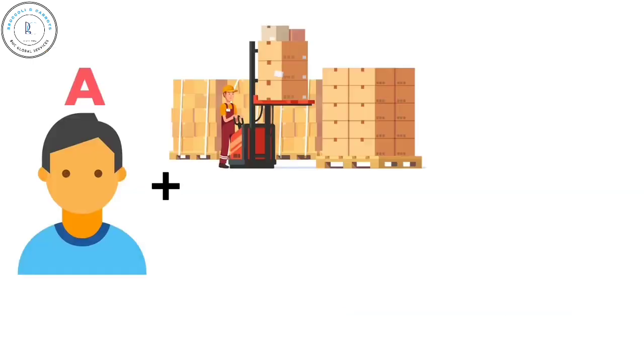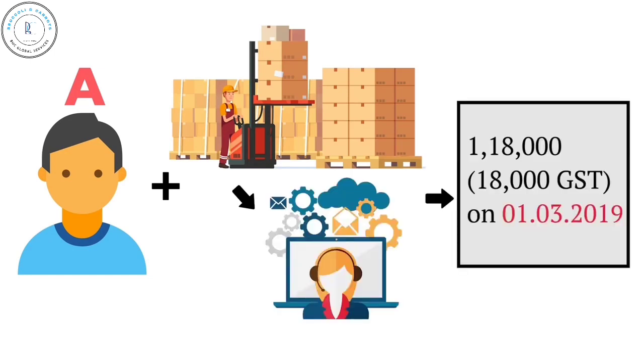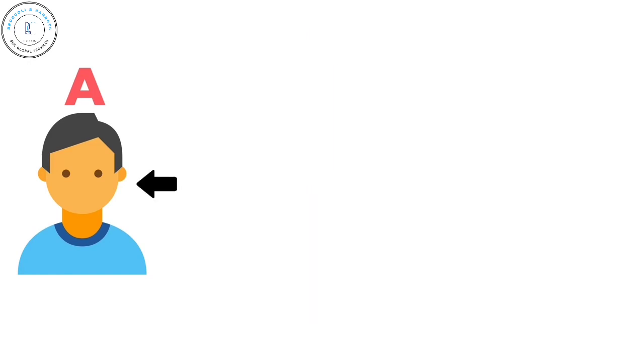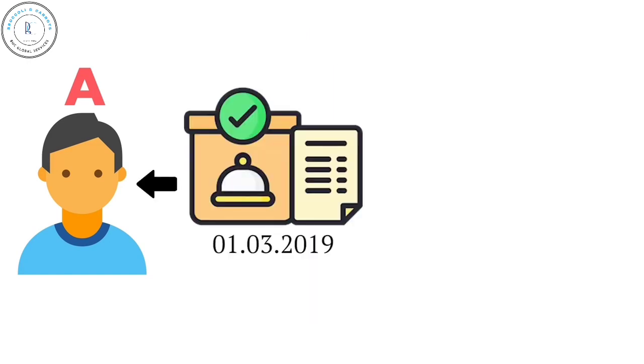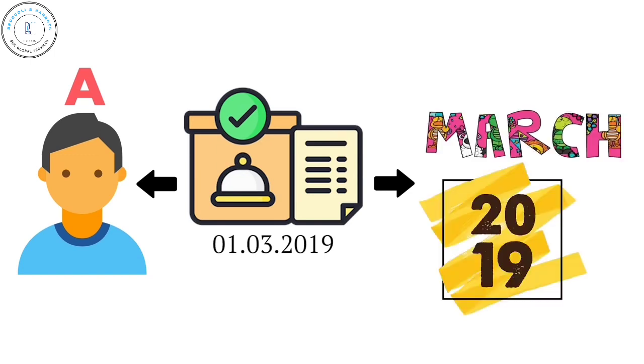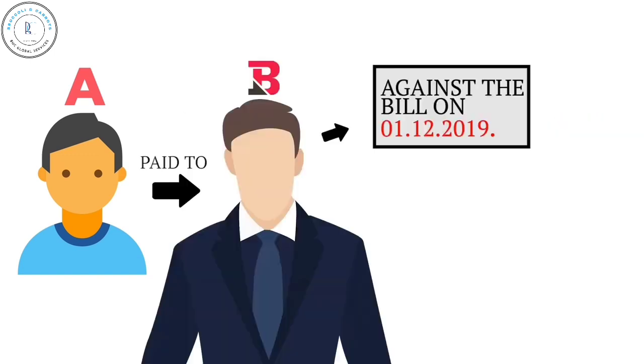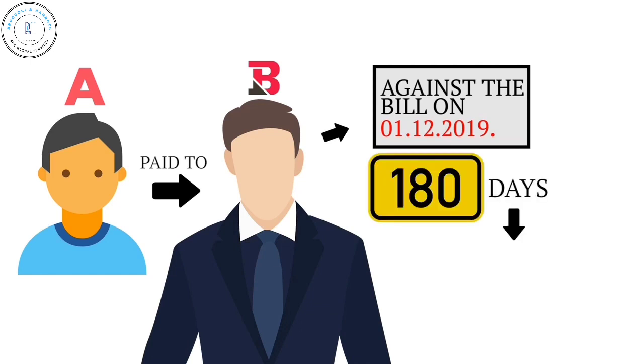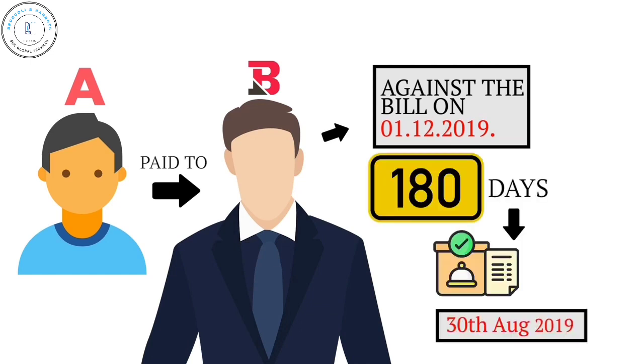Example: A purchased goods or availed services worth 118,000 GST on 1st of March 2019. A received the invoice on 1st of March 2019 and availed the credit in the month of March 2019. A paid B against the bill on 1st of December 2019. 180 days from the date of invoice is 30th of August 2019.